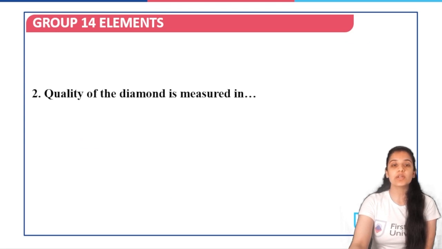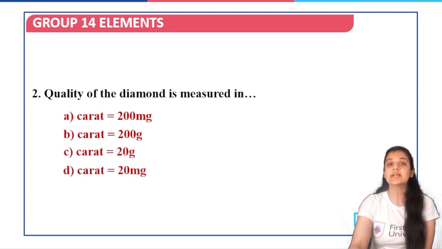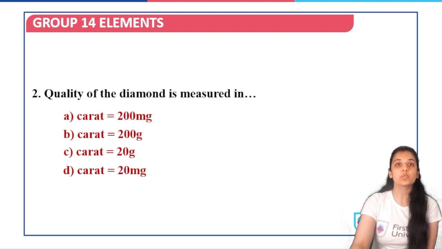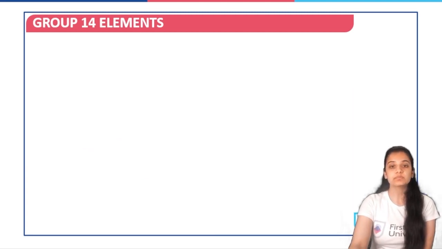Next question is quality of the diamond is measured in carat, which is 200 milligrams, carat, which is 200 grams, carat, which is 20 grams, or carat, which is 20 mg. So this is an important term. It is carat, which is 200 milligrams. So option A is the correct answer.